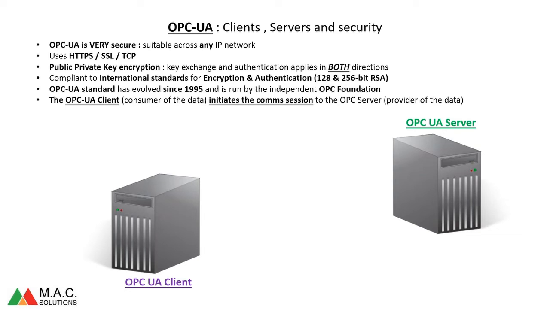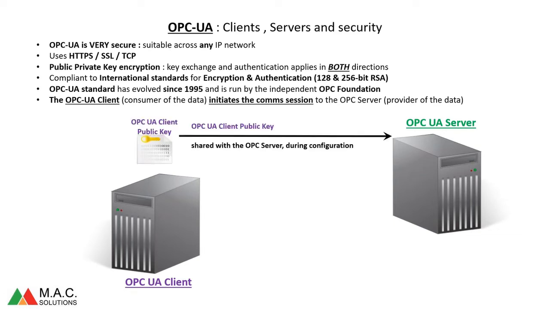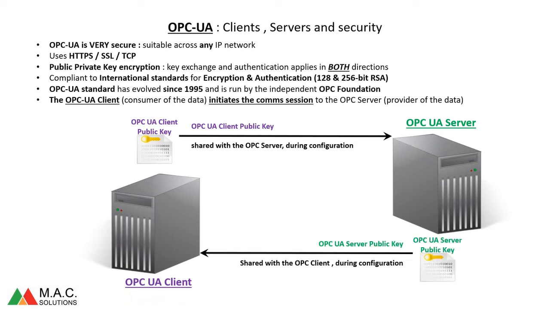Before the comms session is initiated, during the configuration of the link between these two machines, the client shares the public encryption key with the server, and the server shares its public encryption key with the client. So that's before any comms is started. That's part of the configuration. And you can see there you actually have key encryption in both directions. Now, if you're doing online banking or interacting with a secure website, you only have encryption in one direction. So this is twice as secure as doing a standard secure session using your browser.